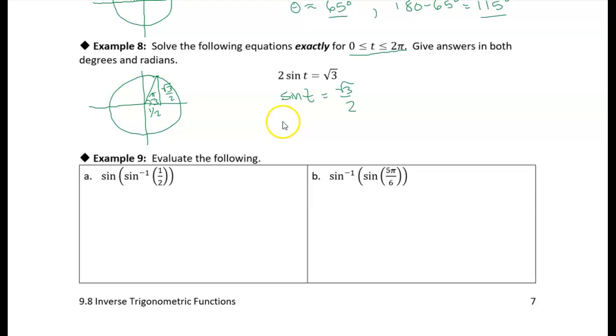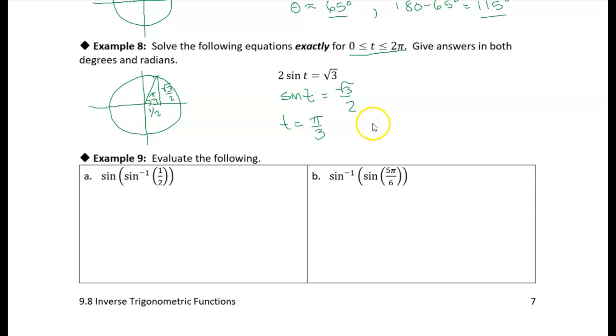Okay. Now I want all of the angles between 0 and 2 pi that have that sine value. So I know that one of those is going to be t equals 60 degrees. Actually, I'm going to make it pi over 3, right? Because I want radians. What is the other value?